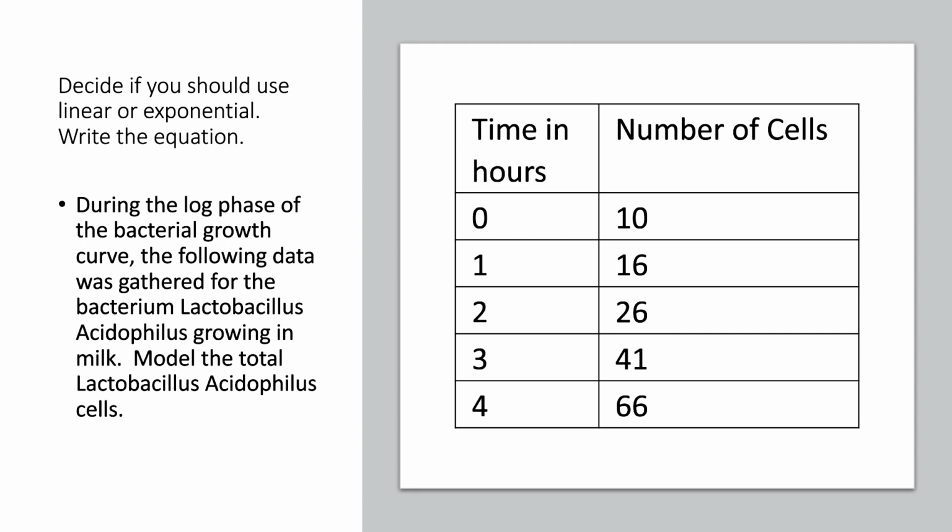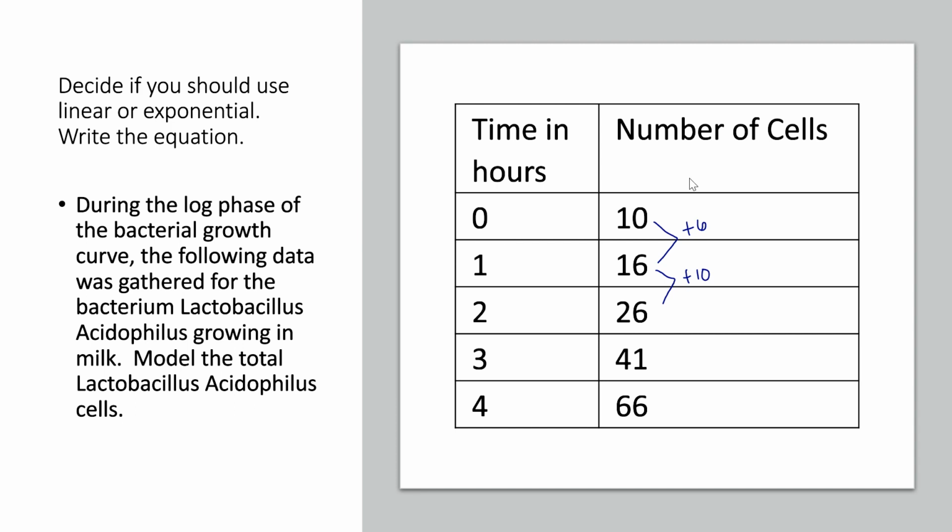from the bacterium Lactobacillus acidophilus growing in milk. Model the total amount of these bacteria cells. So when I'm looking at data, I want to look at how it is changing. So looking at these two, I can actually do the math here in my head. From 10 to 16, this data would have went up by 6. And then I go from 16 to 26, and right here, this data would have went up by 10.